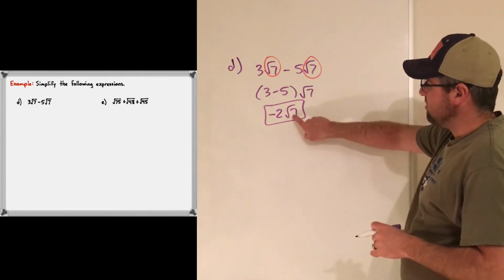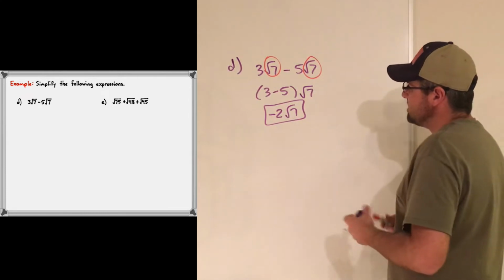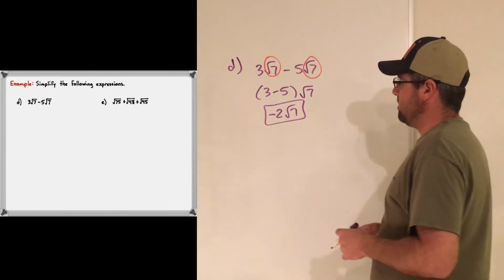Now, if we can simplify the rad 7, we should, but 7 is a prime number, so there's no simplifying that we need to do there.